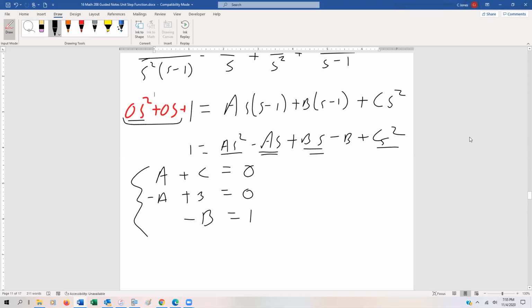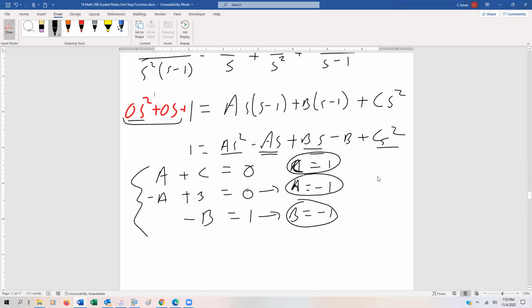And now we can see this is a really easy system to solve because right here we see that b is going to be equal to negative 1. Right here, we can see that a is also going to be equal to negative 1, since the opposite of negative 1 plus negative 1 is going to be negative 1. And then right here, we can see that c is going to be equal to positive 1.